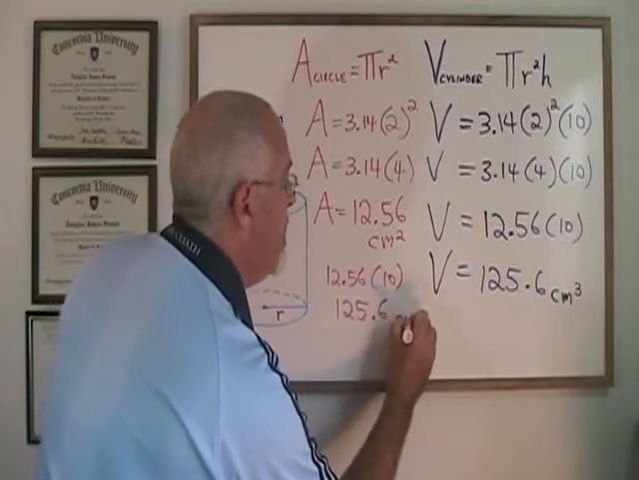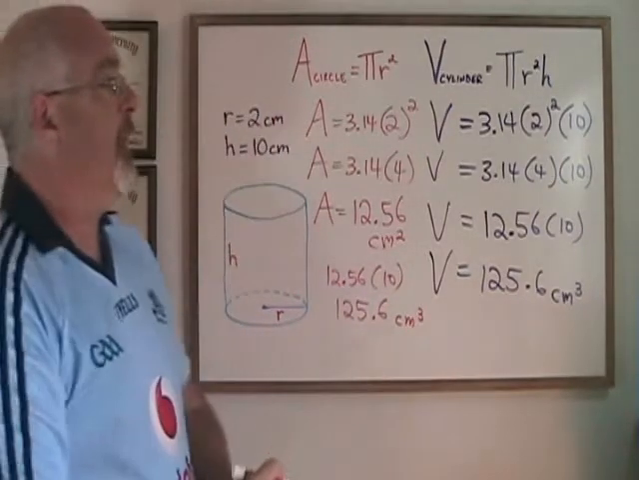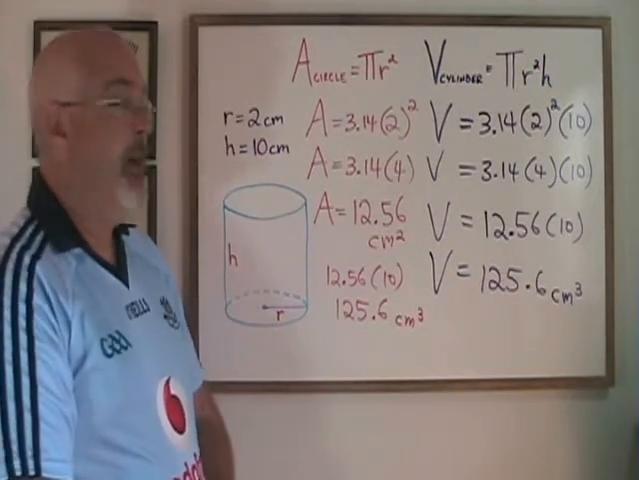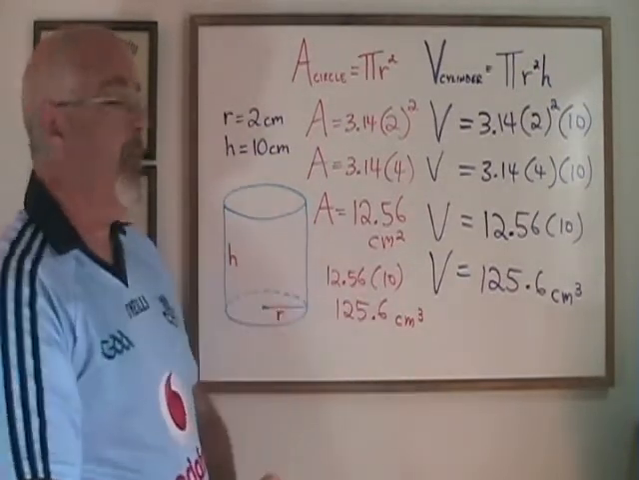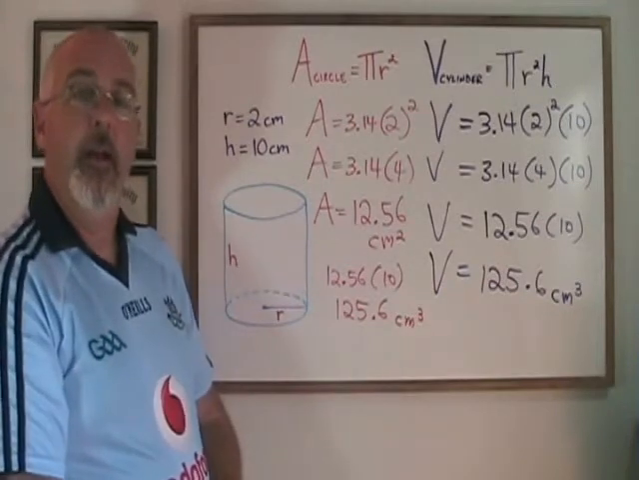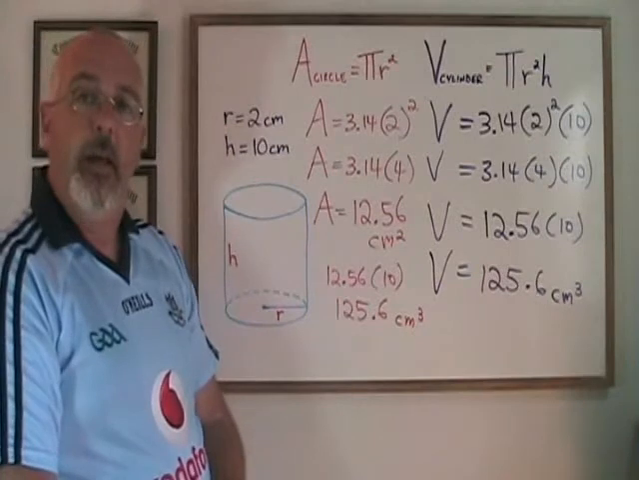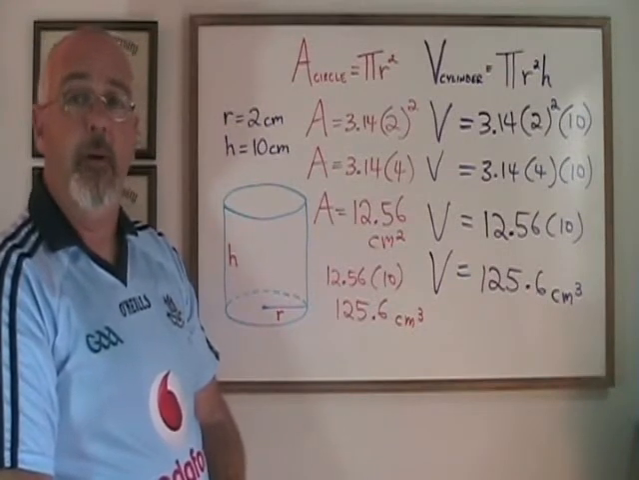125.6 centimeters cubed. To me, the easiest way to remember how to find the volume of a cylinder is just to find the area of the circle at the bottom and then multiply by the height, which is really the same thing we're doing if we memorize this formula. That gives me one less formula that I have to memorize before an exam.